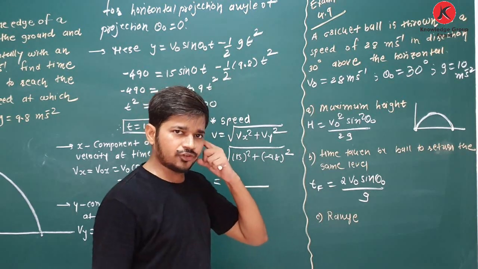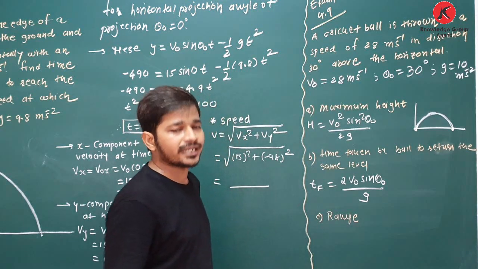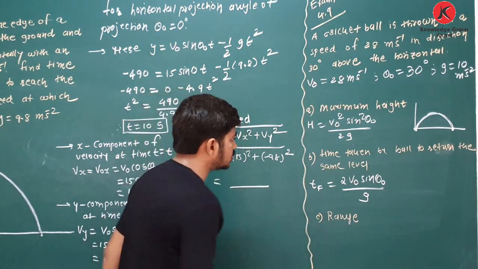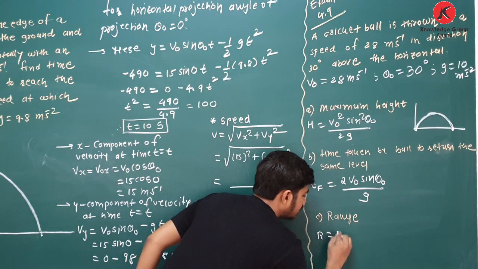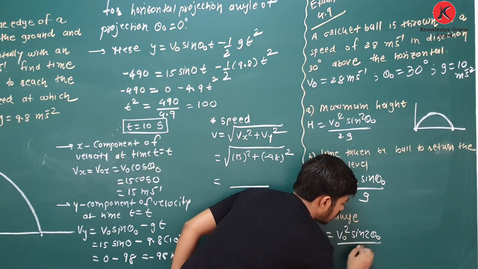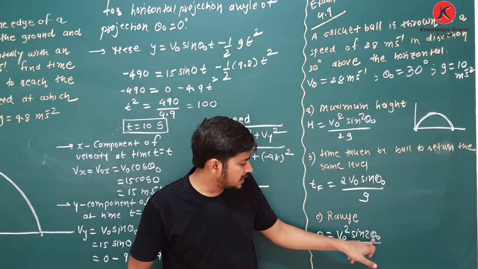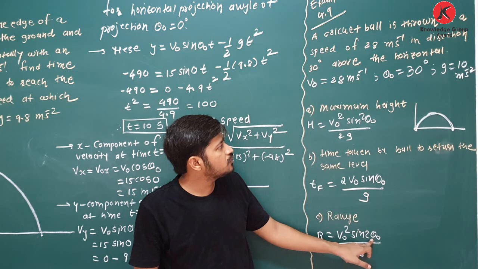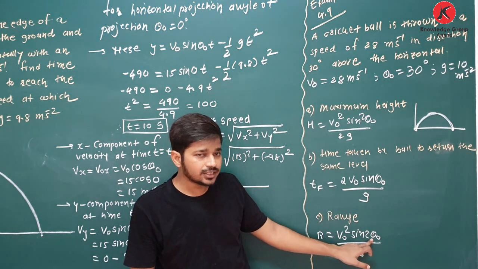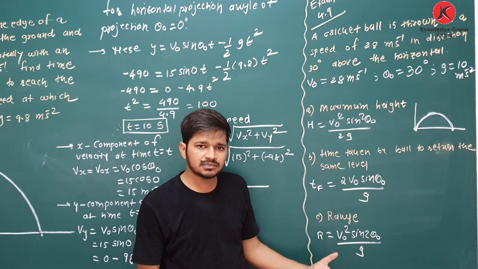Last question is, what is the horizontal distance traveled when it will reach the same level again? Means we have to find the range. What is the equation of range? R is equal to V0 square sin 2 theta 0 upon g. Yes, V0 you are given, theta 0 you are given. See here, if you place theta 0, that is 30, then 2 into 30 will be 60, divided by g. Simple question.